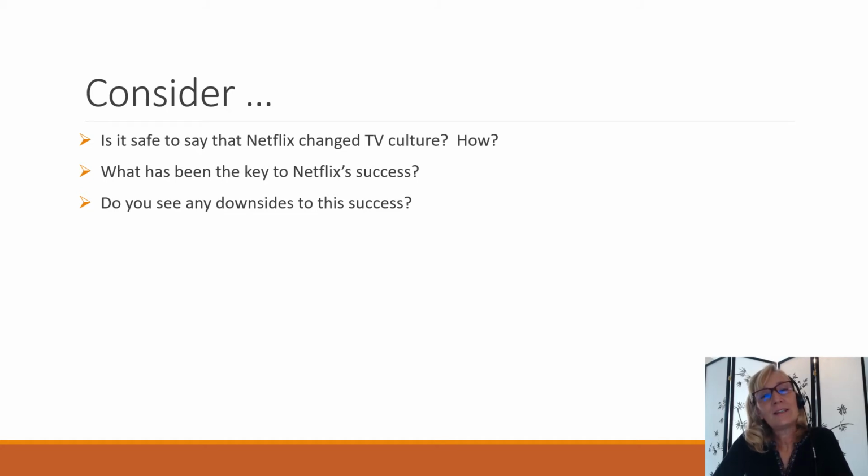Would you say that Netflix has changed TV culture? This is something that's addressed as well in the book. And how has it changed TV culture? What have been the keys to Netflix's success, according to that interview? And do you see any downsides to their success? It's not all rainbows and unicorns. There have been some challenges that Netflix has presented as a global media company that not only acquires content but also makes its own.